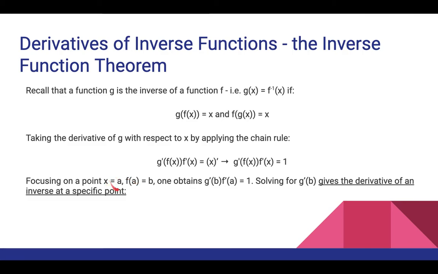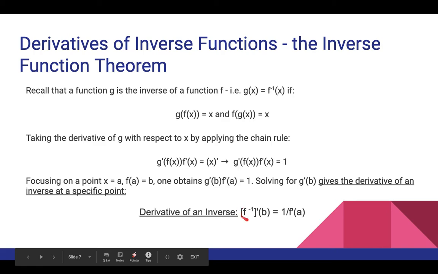So if we focus on a specific point, x equals a, f of a equals b, so in this case, x equals a refers to the original function f, one is going to obtain that g prime of b times f prime of a equals 1 by substitution. Solving for g prime of b gives the derivative of an inverse at a specific point.